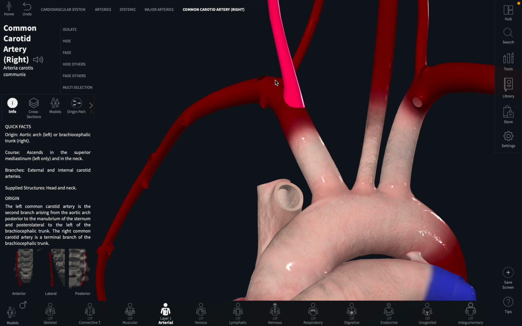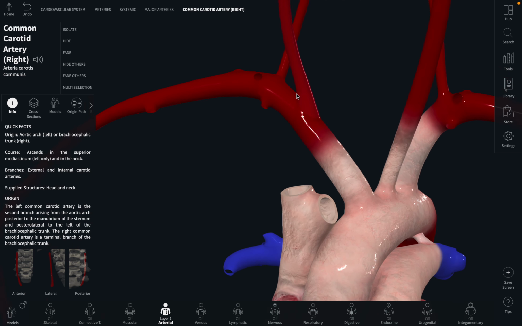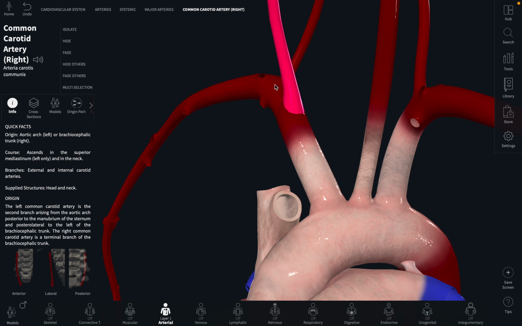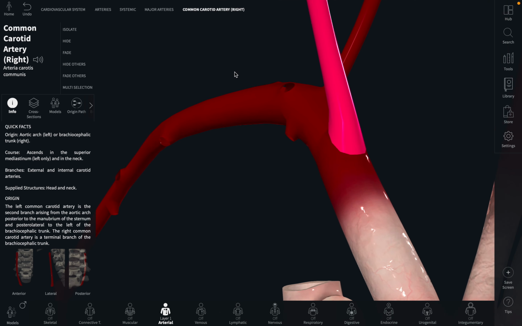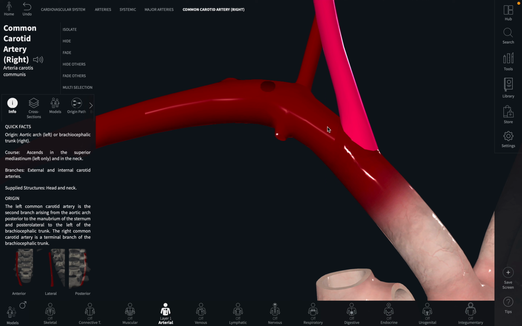So basically we are going to limit our discussion to the subclavian artery. We can use either the left or right, so let me just use the right. We're just going to limit our discussion to this subclavian artery for our upper limb discussion.